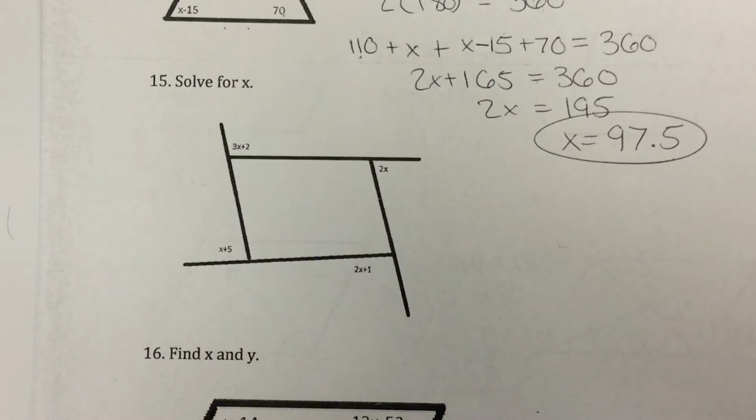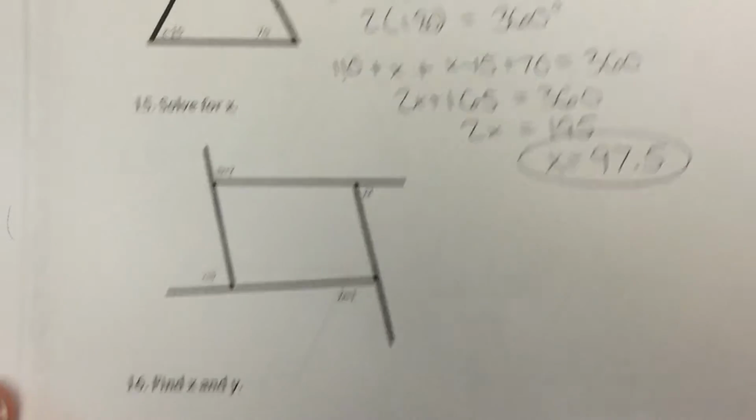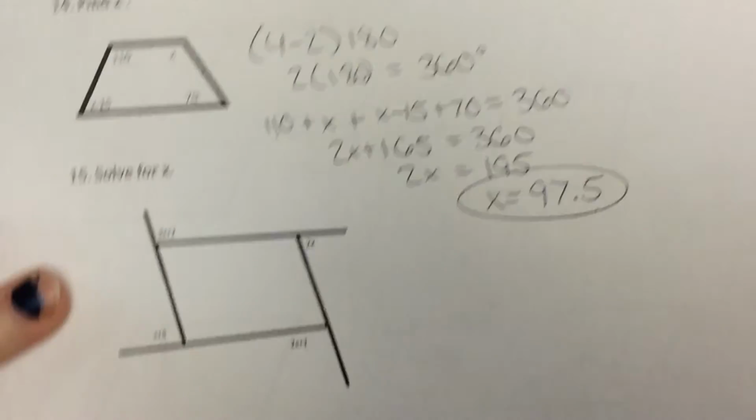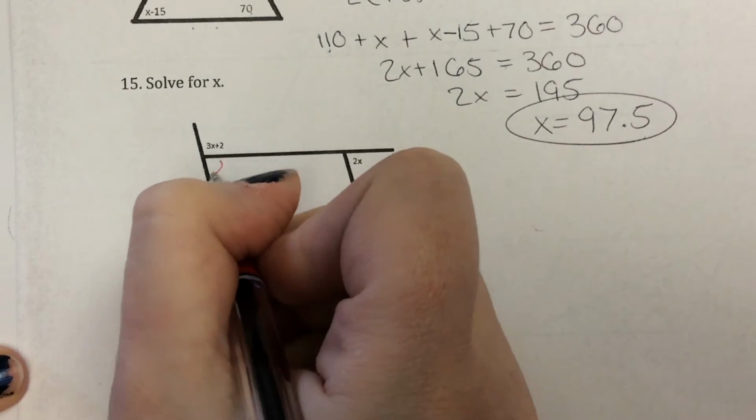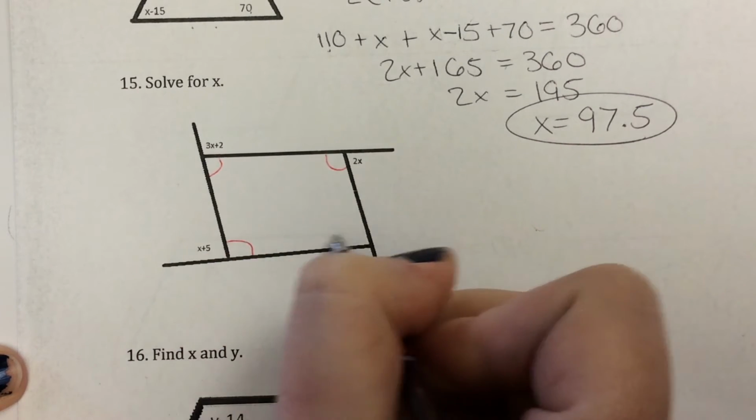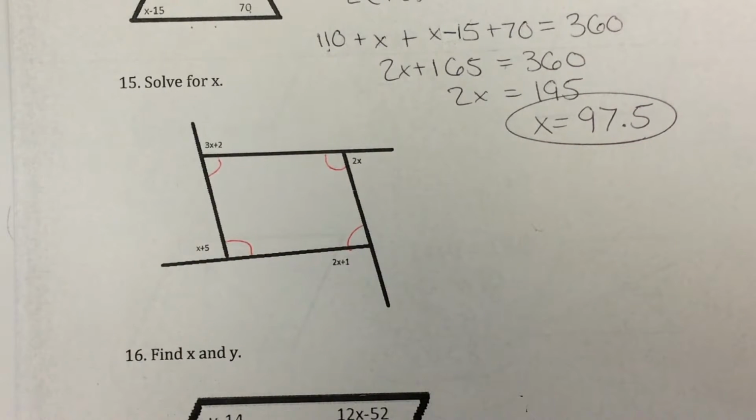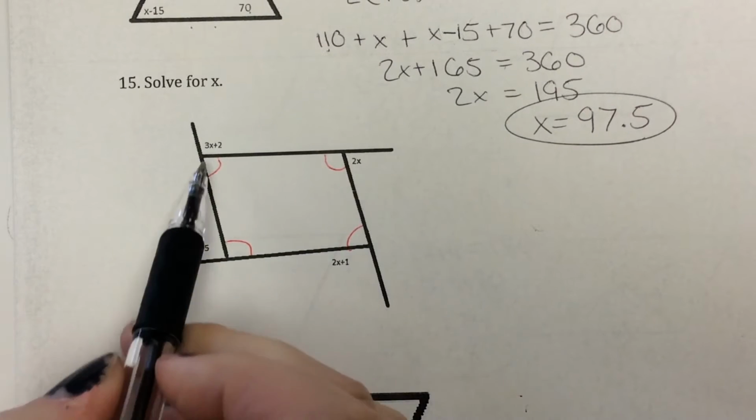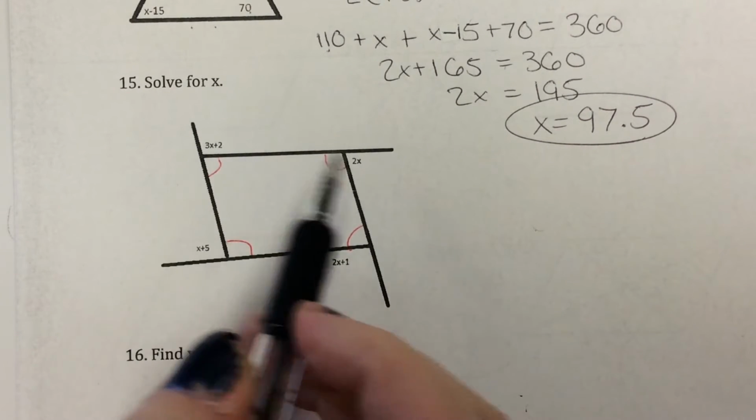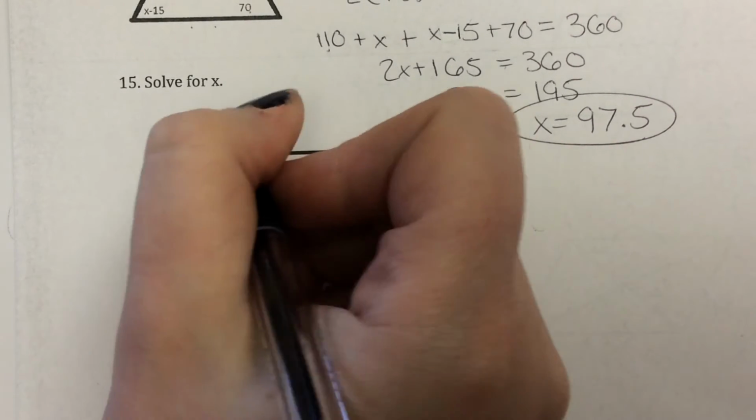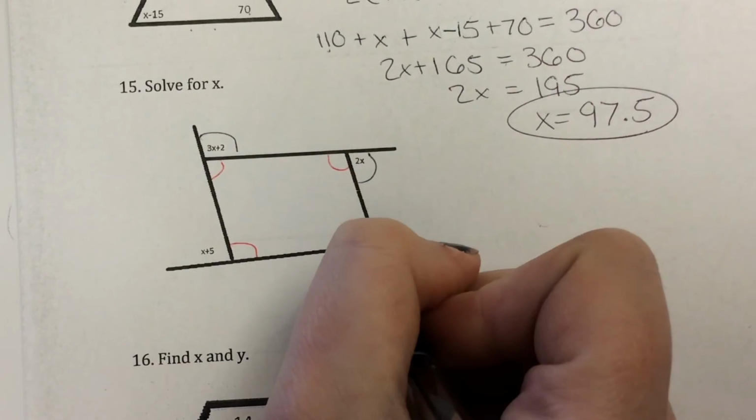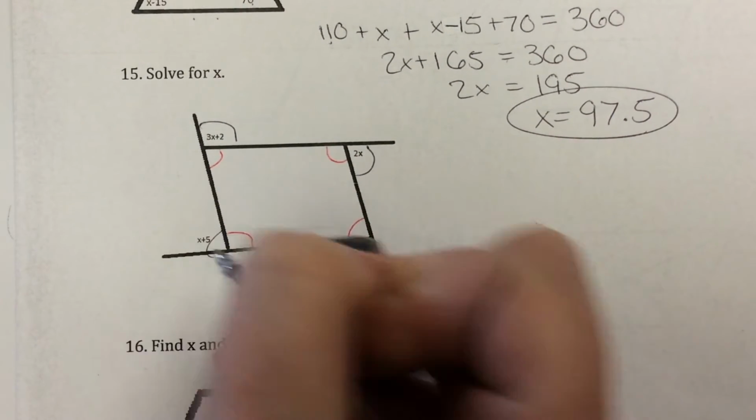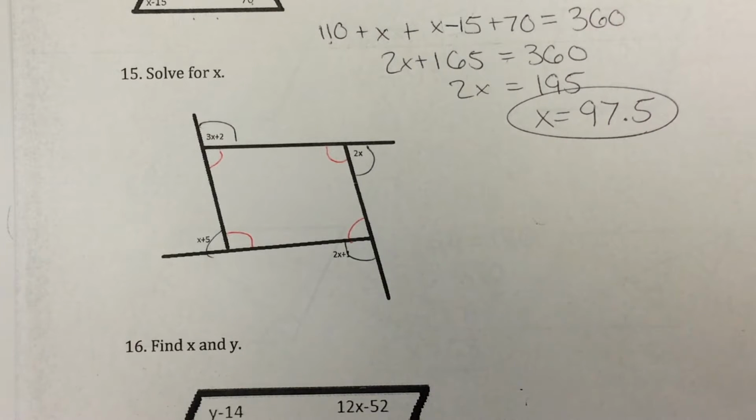Number 15, solve for x. Now, this time you're not talking about interior angles, so we can't use this formula anymore. Interior angles would be the ones inside, like these 4 that I'm drawing here in red. We're not given those. These 4 expressions are not inside. They're on the outside. So think back or look at your notes. What do you remember about the sum of all the exterior angles?